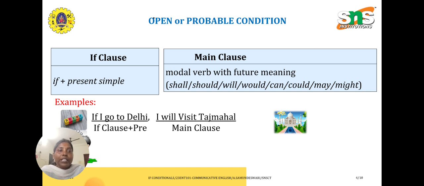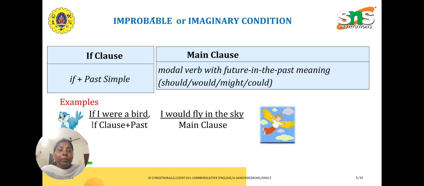We'll see the second type, named improbable or imaginary condition. With the word imaginary itself, you can feel that there is space to think about it. There is no need to wait for the result. This sentence comes with the past tense, and in the main part you can use words like should, would, might, could. So, if I were a bird, I would fly in the sky. The sentence means that if I got a chance to become a bird, I would fly. You can just imagine it, whereas you don't become a bird right now.